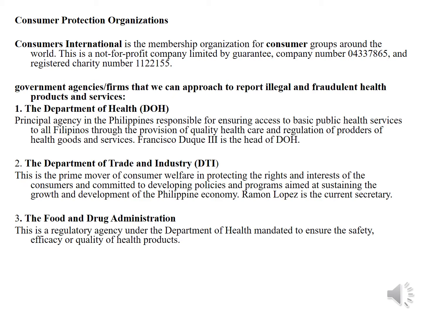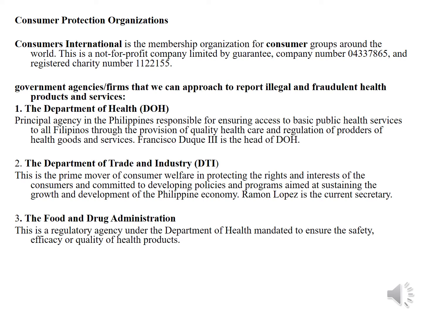The Department of Health, or DOH, is the principal agency in the Philippines responsible for ensuring access to basic public health services to all Filipinos through the provision of quality health care and regulation of providers of health goods and services. Francisco Duque III is the head of DOH.